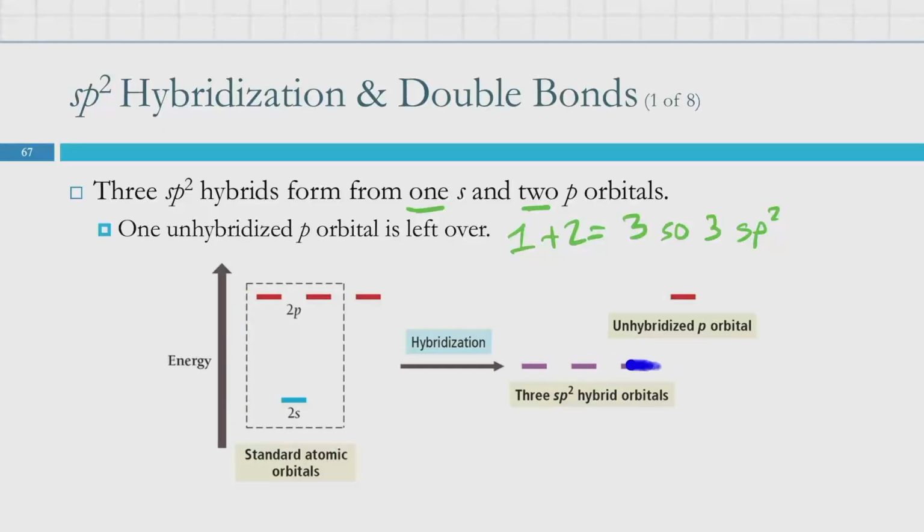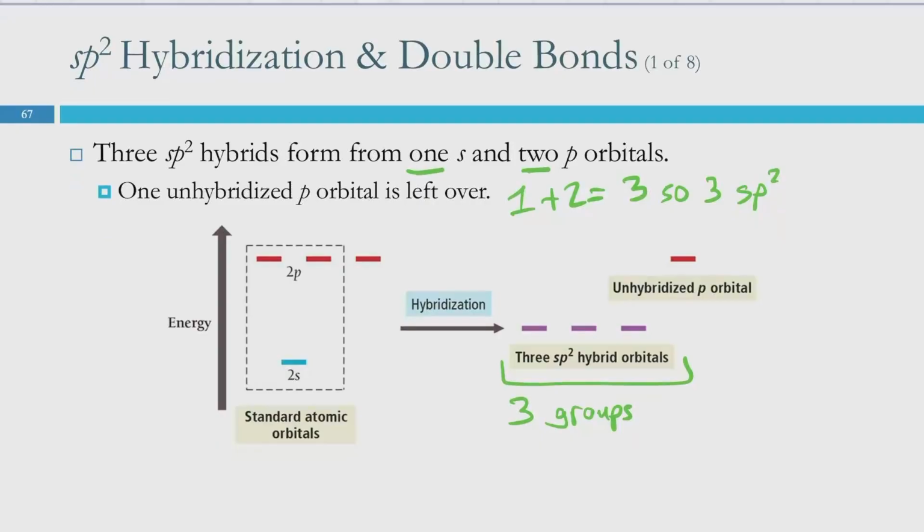So we've got our sp2 hybrid orbitals. We also have our leftover p orbital. Three groups, our electron geometry would be trigonal planar. So our YMCA Y shape. So this is the shape of our hybrid orbitals.